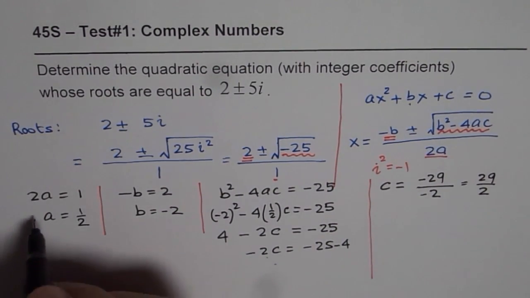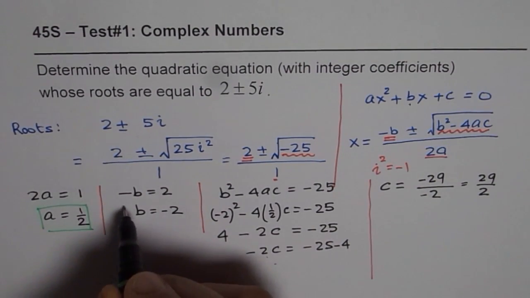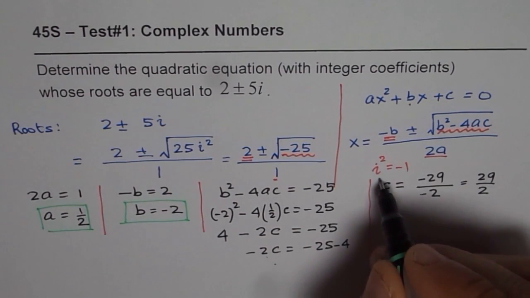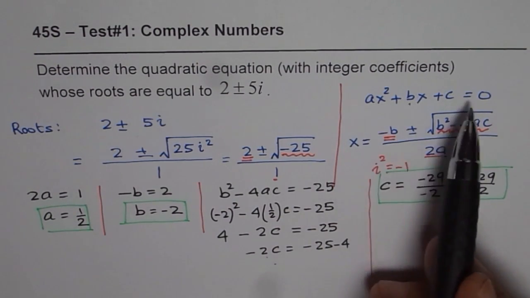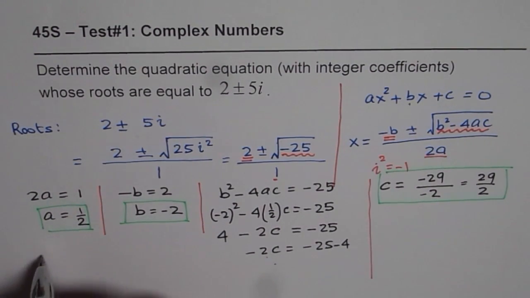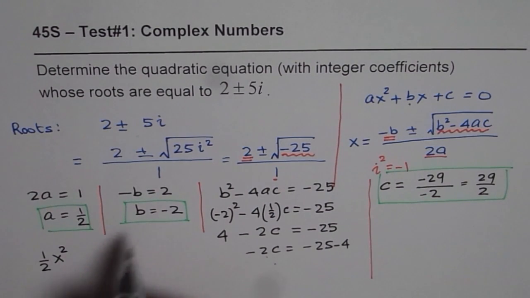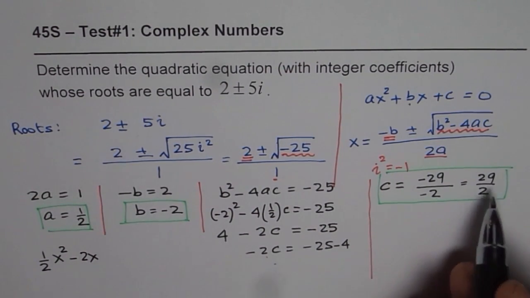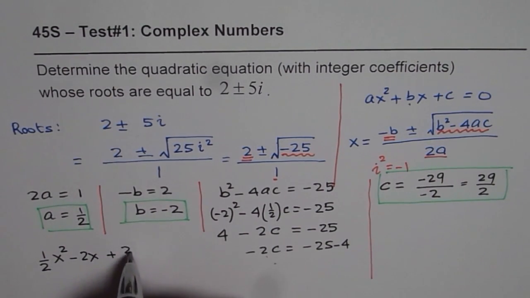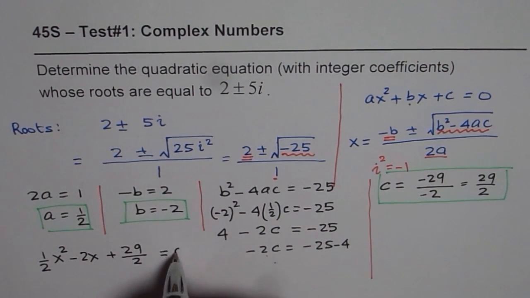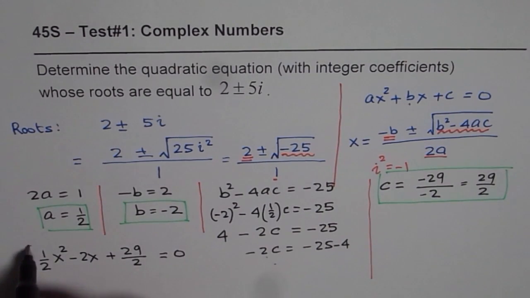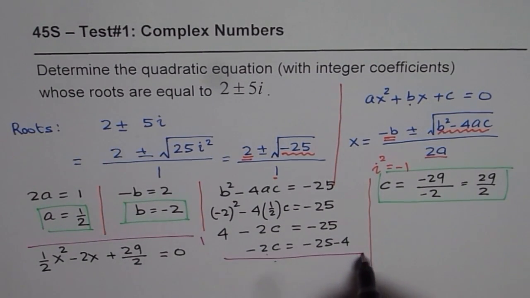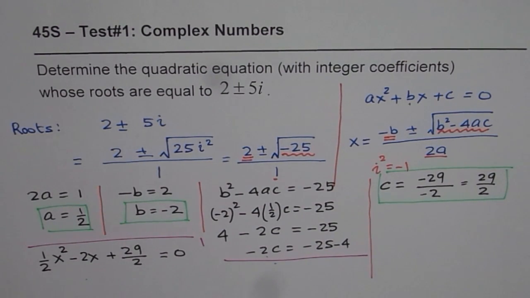So we know that a is equal to half, b is equal to minus 2, and c is equal to 29 by 2. So in the quadratic equation we can write all these values. So we get half of x squared, b is minus 2, minus 2x, and c is 29 over 2, equals 0. So that is what we get, correct?